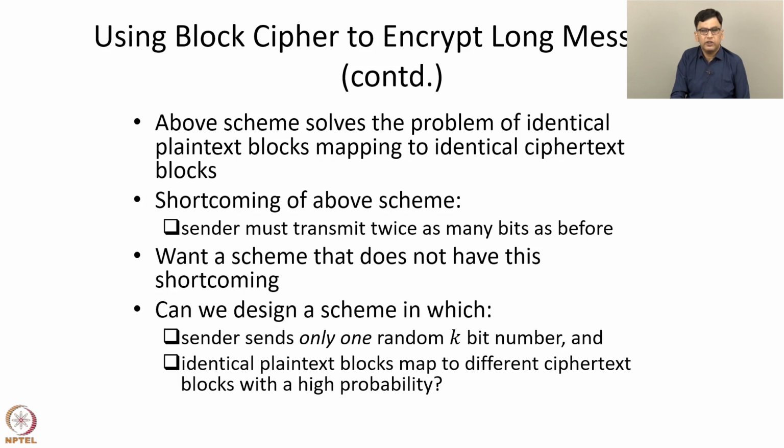Can we design a scheme in which the sender sends only one random k-bit number and still identical plaintext blocks map to different ciphertext blocks with a high probability? So we don't send these numbers R1, R2, R3, and so on. We send only one random k-bit number at the beginning. Still, we want identical plaintext blocks to map to different ciphertext blocks with a high probability. A scheme that achieves this is cipher block chaining, or CBC.